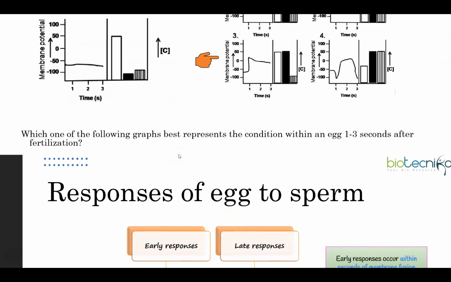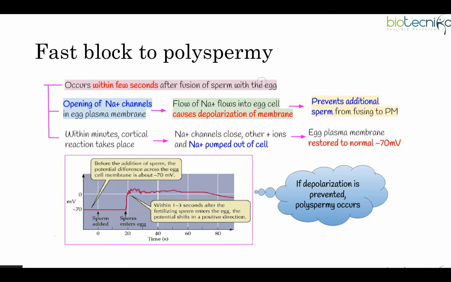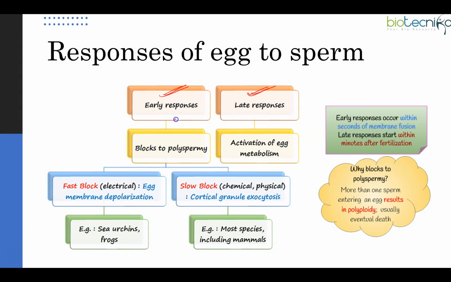You are supposed to know the key concepts for this. That is, whenever the sperm fertilizes an egg, there is a response taking place. The responses of egg to sperm are categorized into early responses and late responses based on the time limit in which they will take place. So, early responses are block to polyspermy, and late response is the activation of the egg metabolism. As all this while the egg was in a dormant condition, now that fertilization will occur, the egg will be activating the different processes, metabolic and also replication and transcription processes.